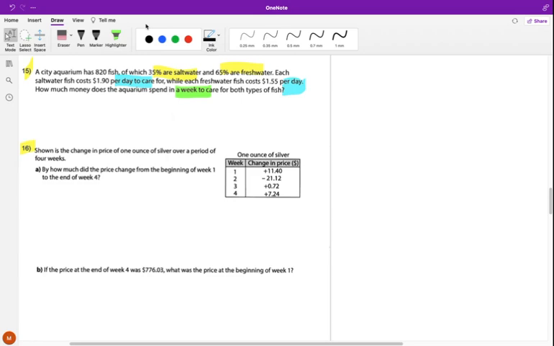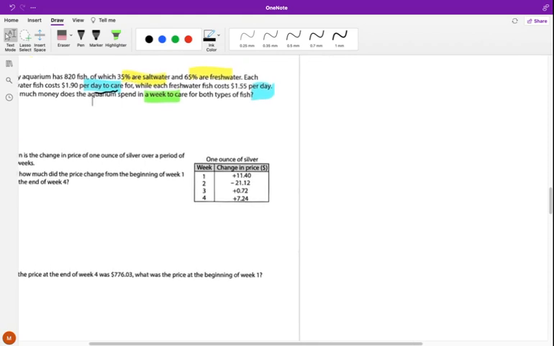Because we have to figure out how much it costs to care for them, because there are different prices for each fish. So saltwater is 35%. If we have 820 fish and we know 35% of them are saltwater, we can figure out how many by multiplying. And 35% is 0.35, because we're dividing the 35 by 100, or moving that percent sign two places to the left to turn it into a decimal.